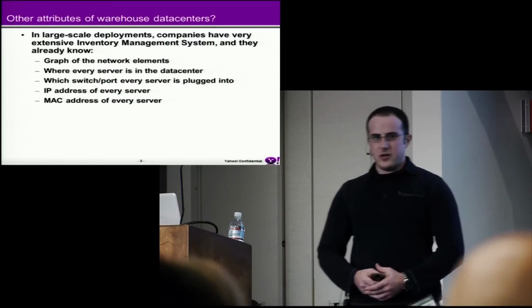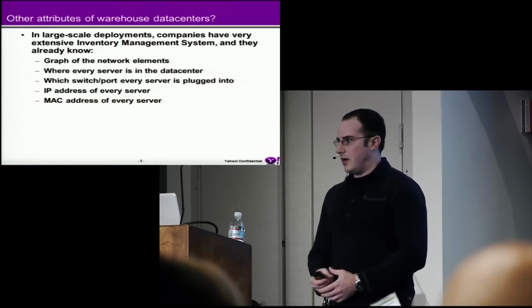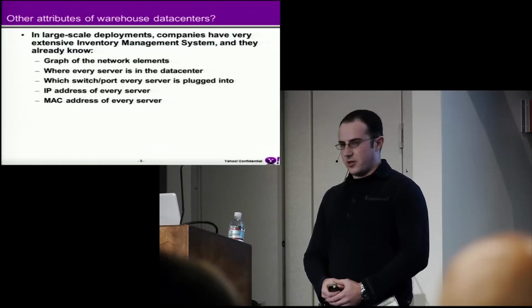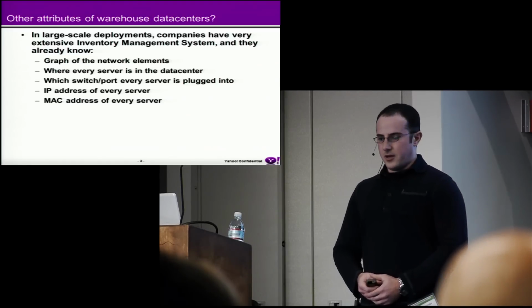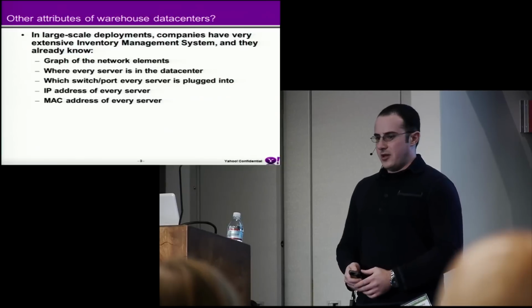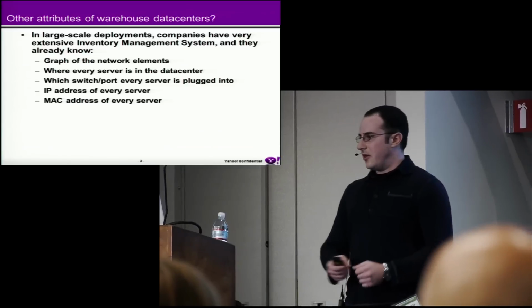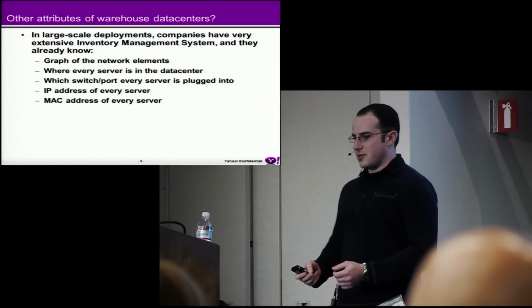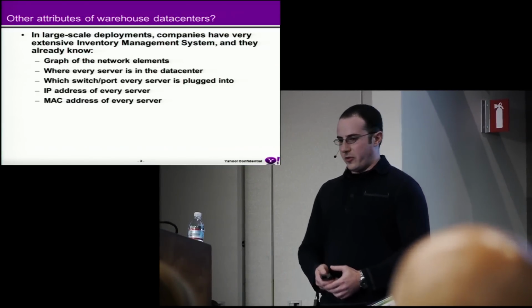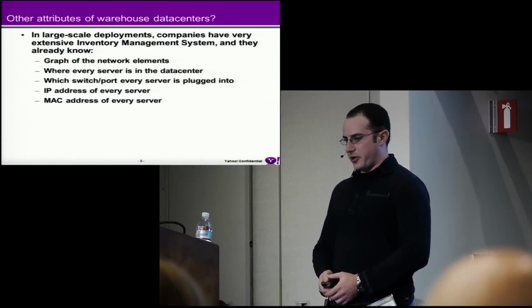Other attributes of warehouse-scale data centers is that they're not just built willy-nilly. These are very large systems, with very complex management. We have inventory management systems that actually know everything about the data center, or as much as we can. We have a graph of network elements, so we know exactly how they're connected. It's not arbitrary topologies. We know where every server physically is in the data center. We know every rack position. We know every wire that goes into the server and where that wire goes to.